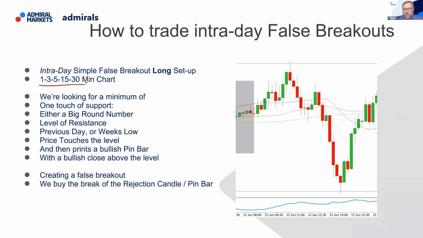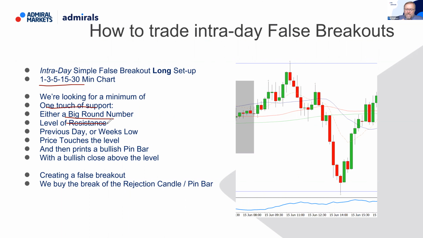So we're looking at those 1, 3, 5, 15, 30-minute charts. We're looking for a touch of support, which can be a big round number. Sorry, a level of support. That should read not resistance, a level of support. So that could be a horizontal level of support.